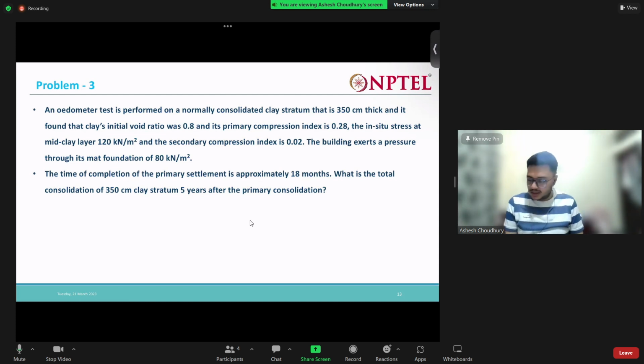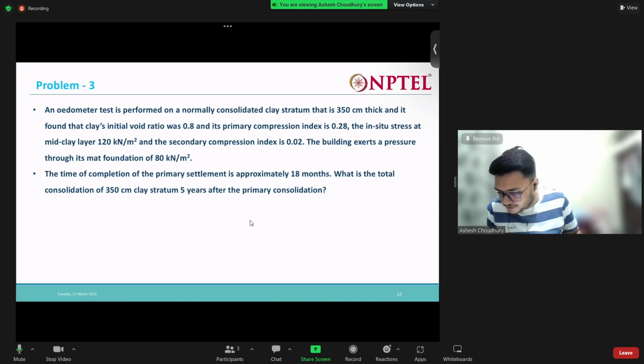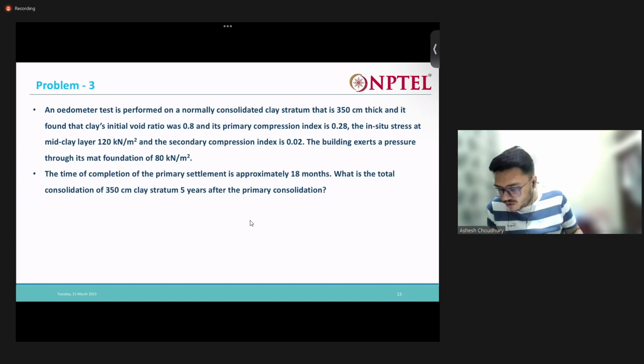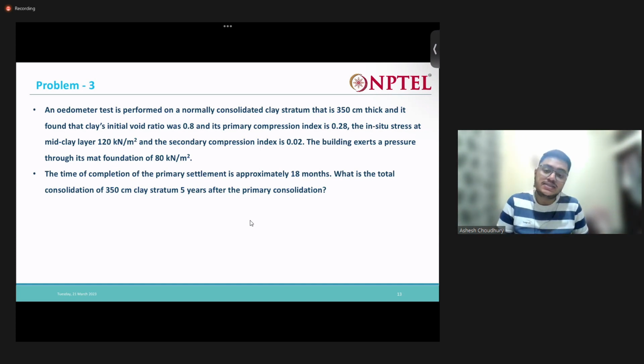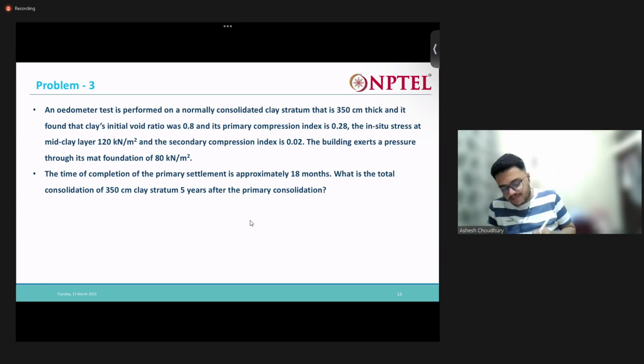Let us see how to solve this one. The first step in this problem is that we will determine the primary consolidation settlement. We know the primary consolidation settlement is given by this formula, use the formula we just used.